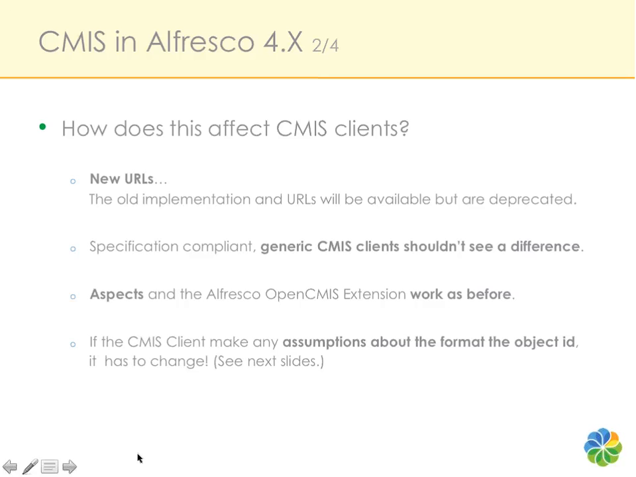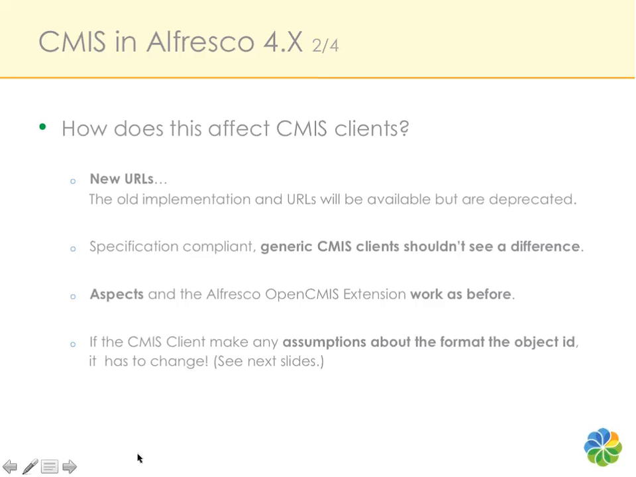Does this make any difference to clients? If you have a generic specification compliant client, you don't see any difference. It's just another CMIS implementation. So there's nothing you have to do on the client side. If you have used Aspects and the Alfresco OpenCMIS extension in the past, no change here either. It's exactly the same behavior. Nothing has changed.